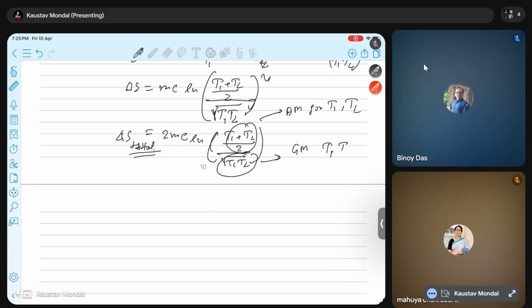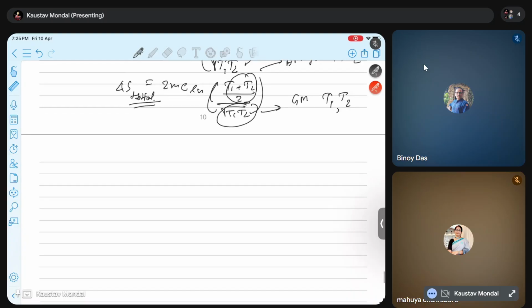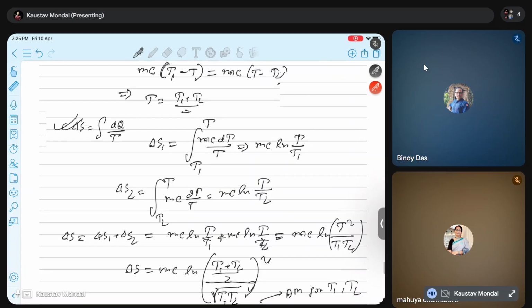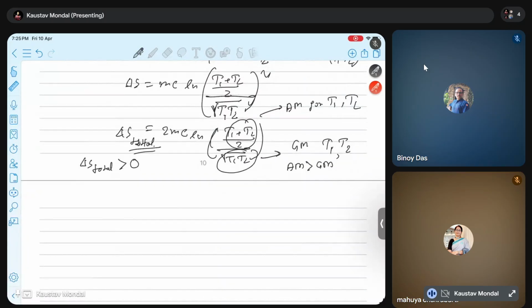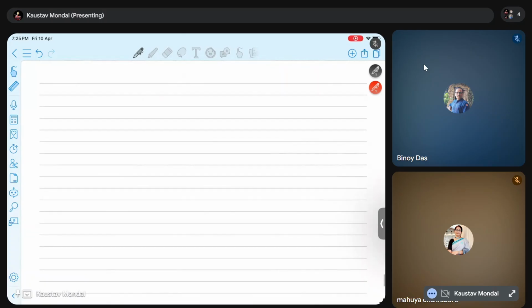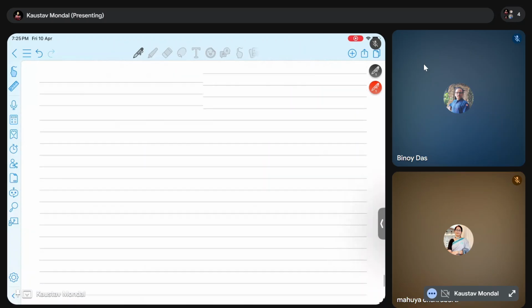Now we always know that the arithmetic mean of two numbers is always greater than the geometric mean. So that means delta S total is always greater than 0. That is expected for any kind of spontaneous process that is happening in nature. So in this case also, delta S is always greater than 0, which is consistent with the physics. Now the next problem is question 12.